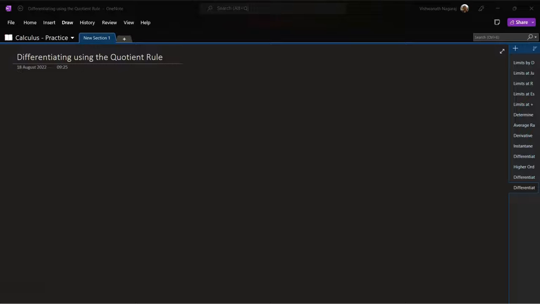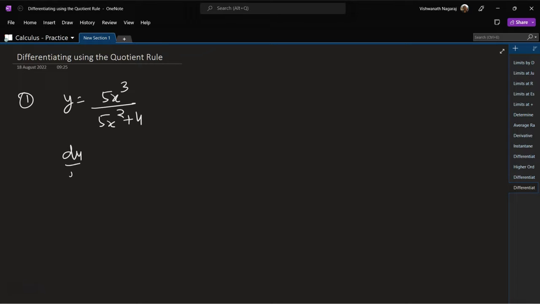Let's do differentiation using the quotient rule. Okay, first one, y is equal to (5x cubed plus 5x square) over (5x square plus 4).